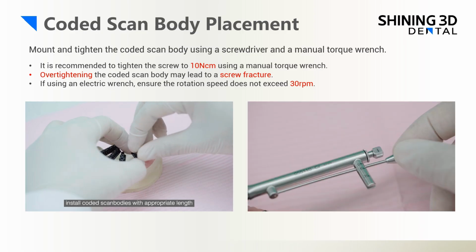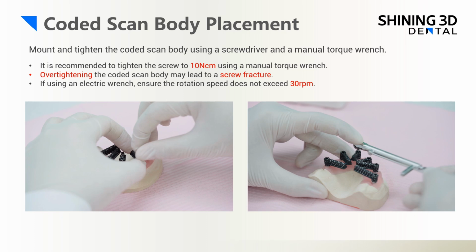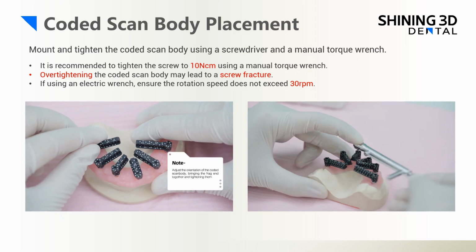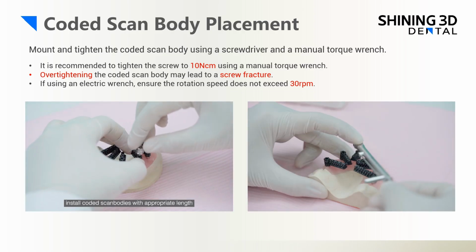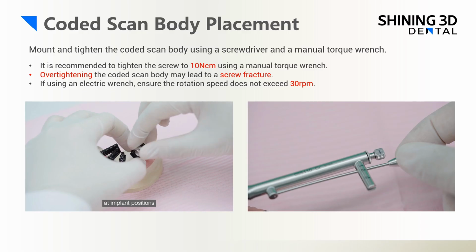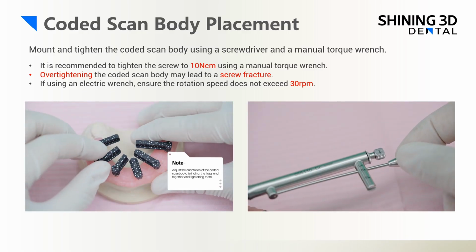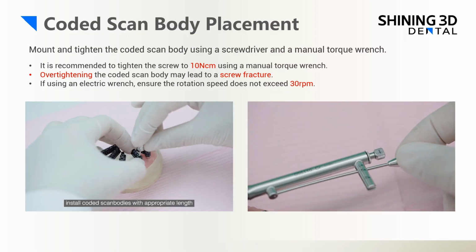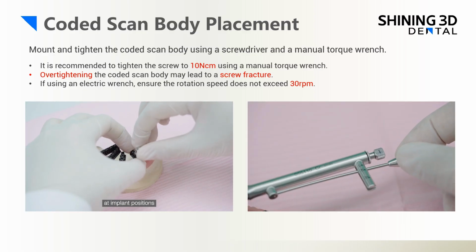Mount the coded scan body using a screwdriver, then adjust the end of the coded scan body towards the central area. It is recommended to tighten the screw to 10 Newton centimeters using a manual torque wrench. Be careful not to over-tighten them, as this may cause a screw fracture. If you're using an electric wrench, ensure the rotation speed does not exceed 30 rotations per minute.